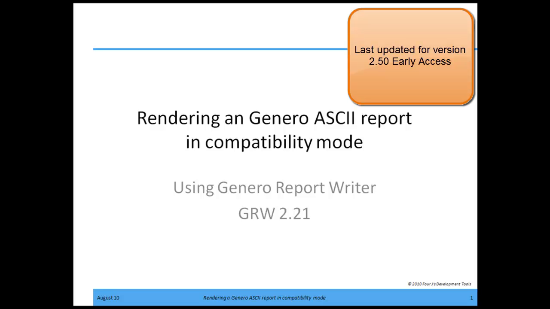In Module 10, we're going to look at rendering a Genero ASCII report in compatibility mode using Genero Report Writer 2.21.